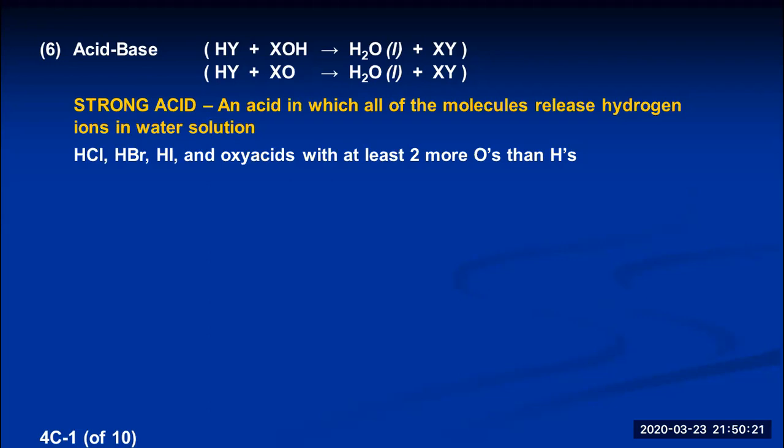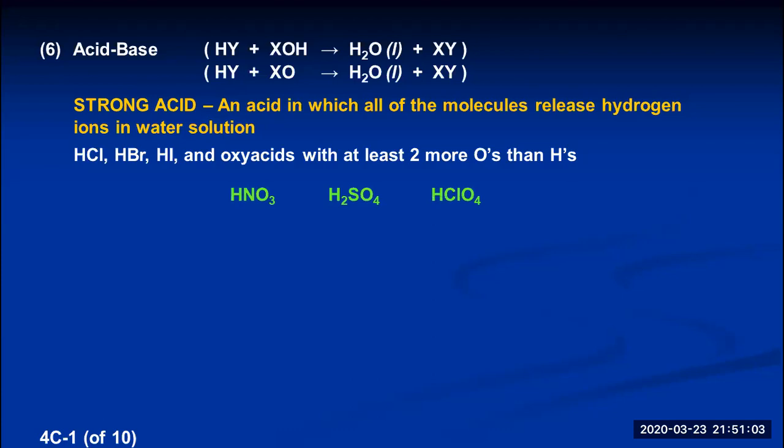You put 100 HCl molecules in water, every single one of them ionizes into a hydrogen and a chloride. If we try to do a couple of examples of this last type of strong acid, oxyacids with at least 2 more O's than H's, look at the formula of an acid like nitric acid: just count how many O's are in the formula, count how many H's, and subtract them. 3 minus 1 is 2. Because this acid has at least 2 more O's than H's, nitric acid is a strong acid. For sulfuric acid, there's 4 O's, 2 H's, 4 minus 2 is 2. This has at least 2 more O's than H's. Sulfuric acid is a strong acid.